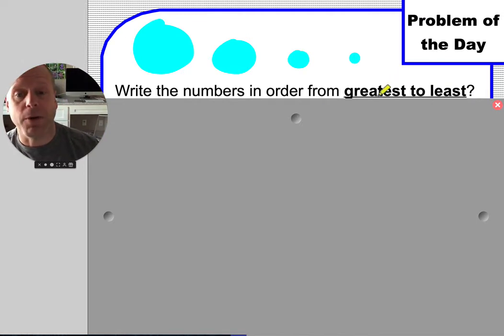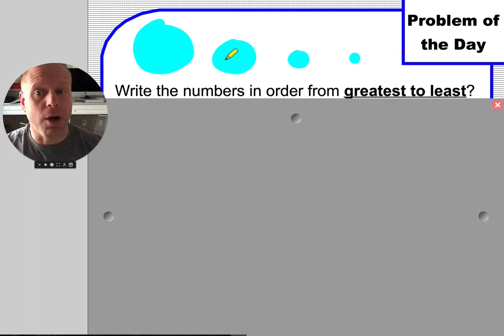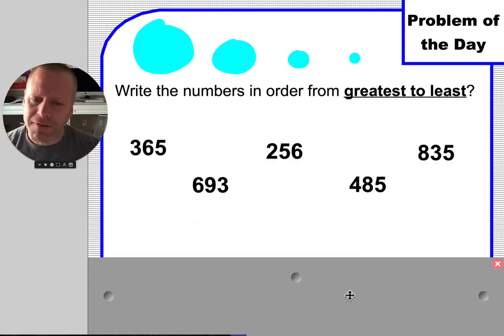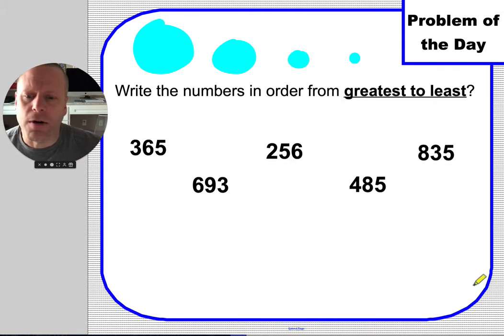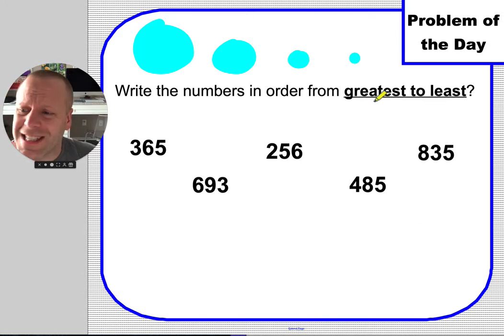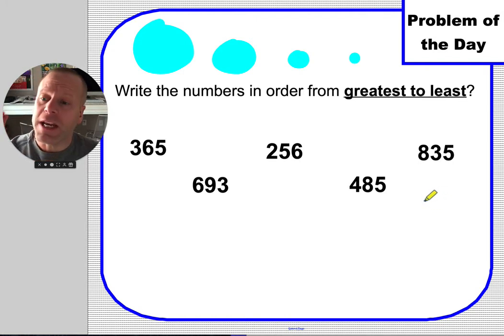Sometimes they could flip that around and they could say write the numbers in order from least to greatest. So you always have to look, how do they want it? Biggest first. All right, so this is kind of like ABC order, except here you're thinking about greatest number. Now there are lots of digits in here, but to be honest, we don't have to look at all those digits unless we need more info.